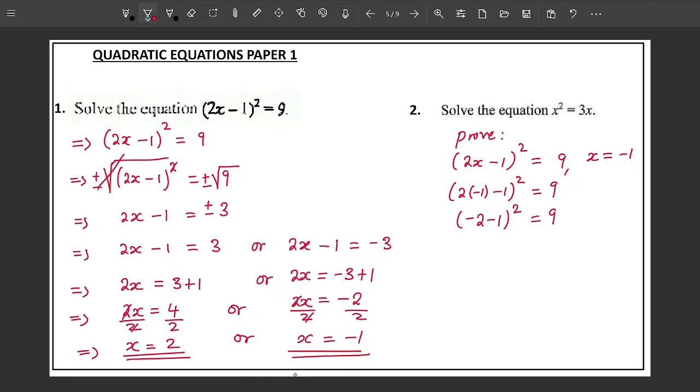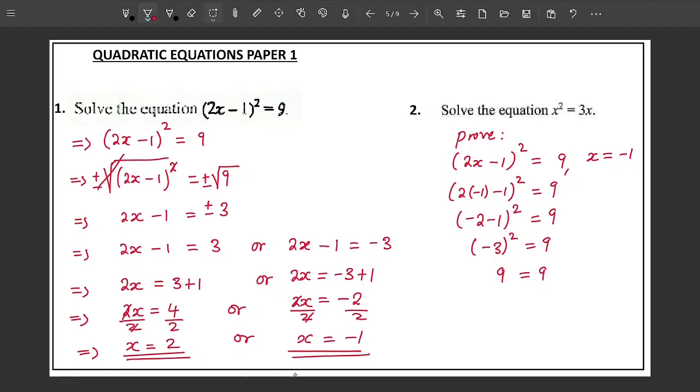Then in the brackets, negative 2 minus 1 will be negative 3, to the power 2 is equal to 9. Now negative 3 to the power 2 will give us 9, and this side we have 9. So since what we have on the left side is equal to what we have on the right side, we have proven that our values are correct.